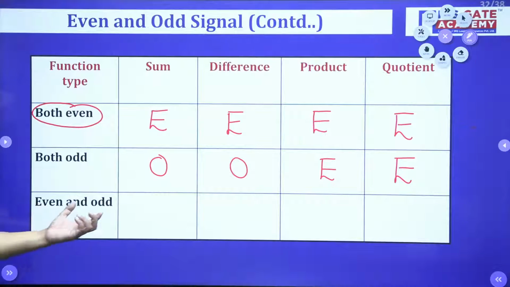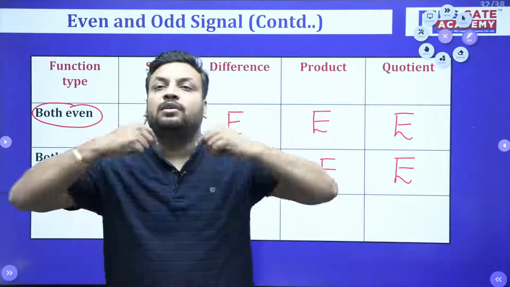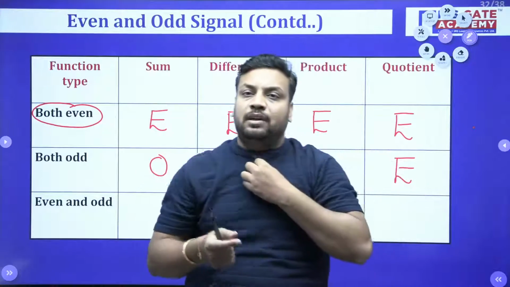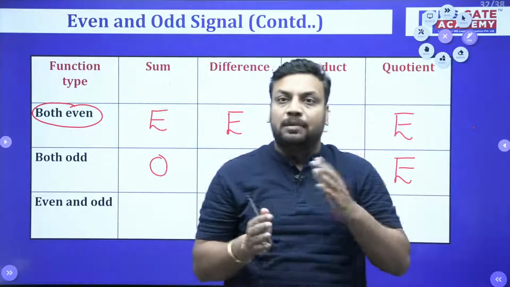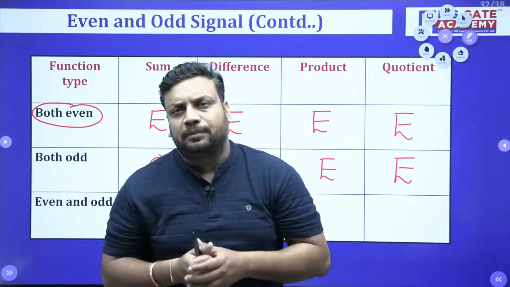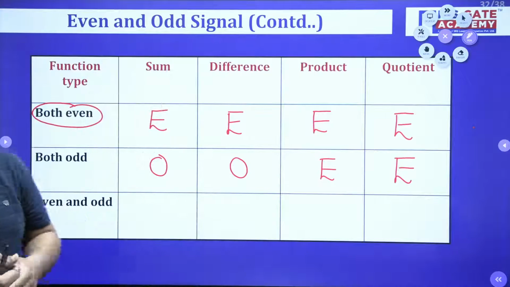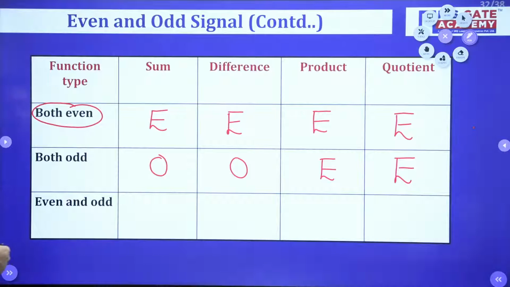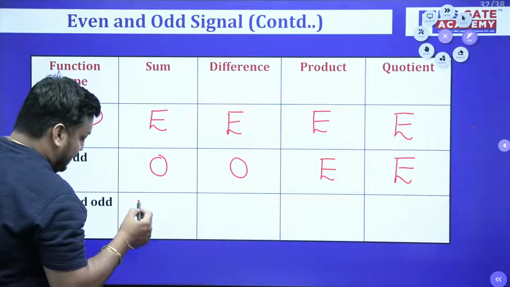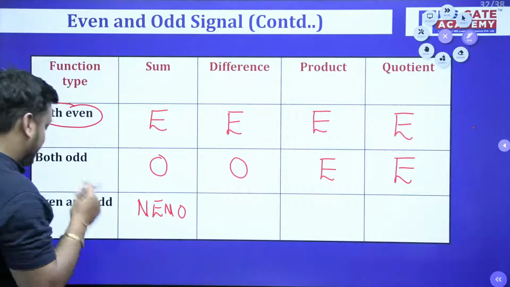Now what about the next one? Here one is even, one is odd. When you add both the signals, what will you get? Even plus odd is what? Neither even nor odd. Nano, sir. Very good. So even and odd signal gives Nano.